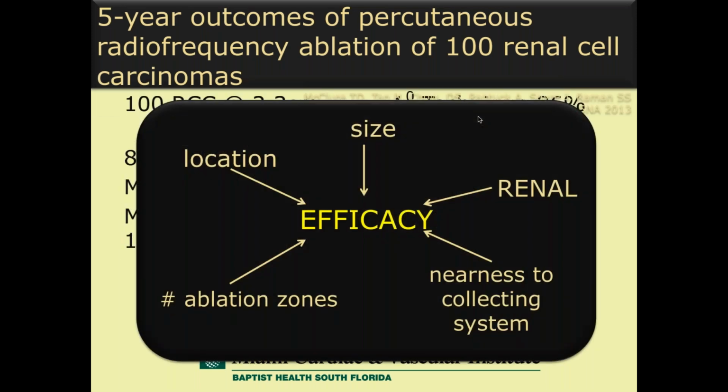But here we really talked about what defines a great result and what are the factors that predict a good result. And I think here, again, things we've already talked about: the size of the renal mass, the location in the kidney, the number of ablation zones you're going to do, and again, staying away if you can from the collecting system and surrounding tissues.